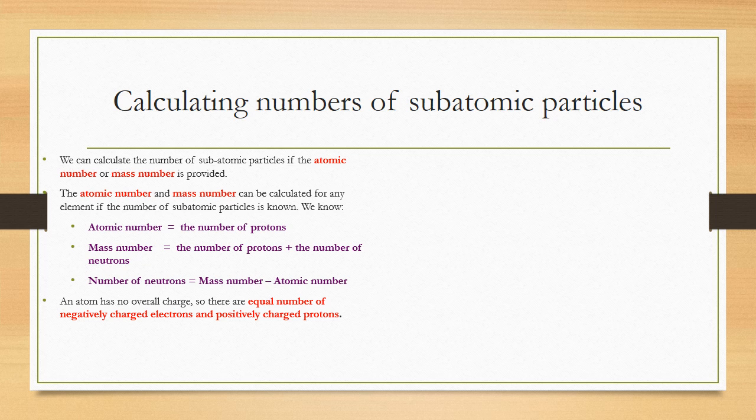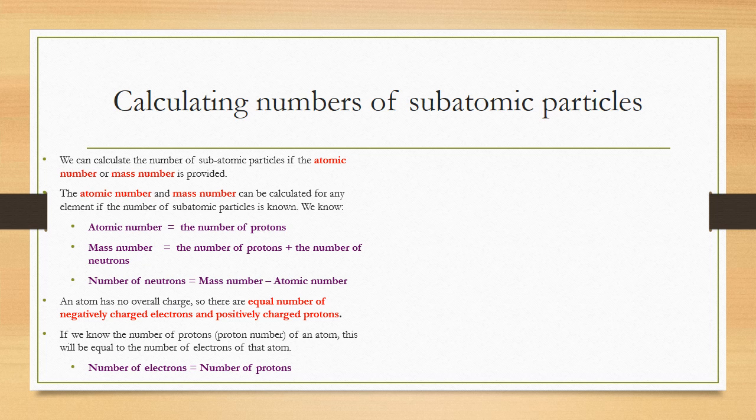Also, an atom does not have any charge, so we know that the number of positive charges equals the number of negative charges, so the number of protons will equal the number of electrons. If we know the proton number, we can work out the number of electrons. For oxygen, we know the proton number is 8, so it's going to have 8 electrons, because the number of electrons equals the number of protons.